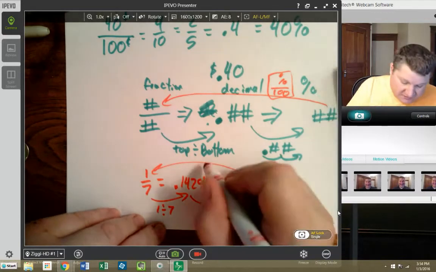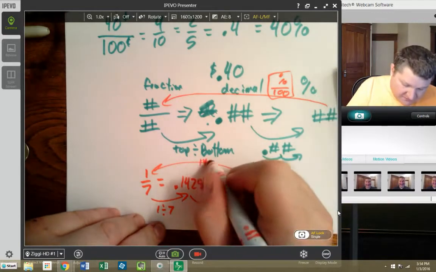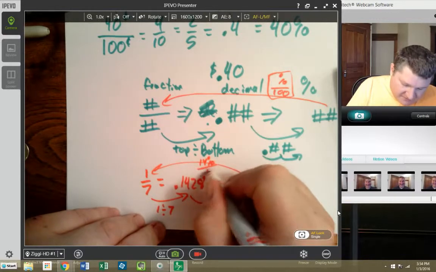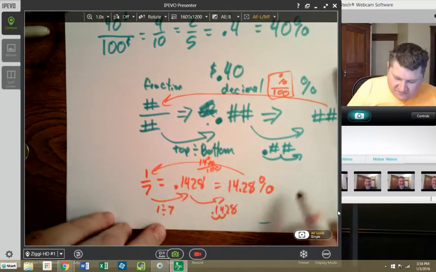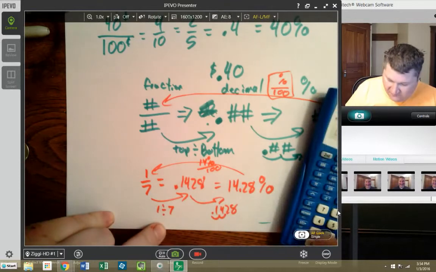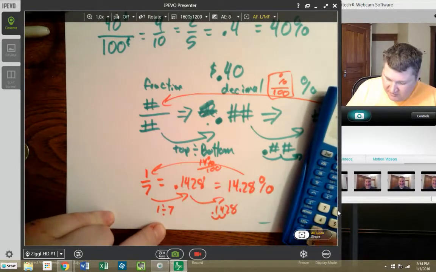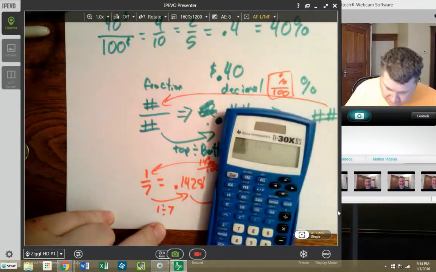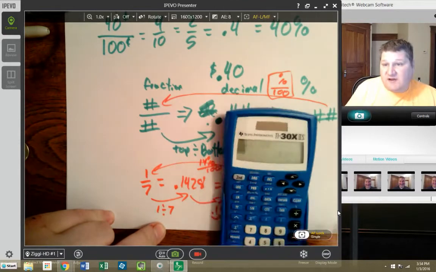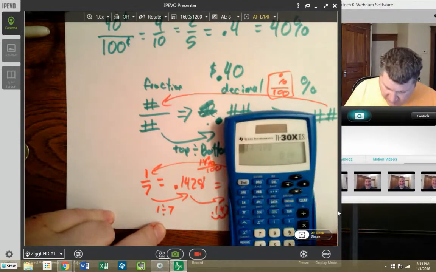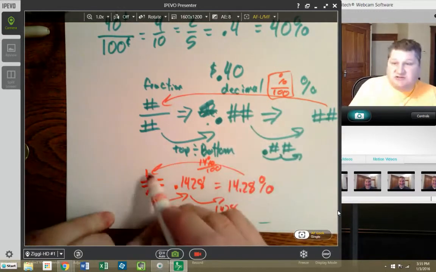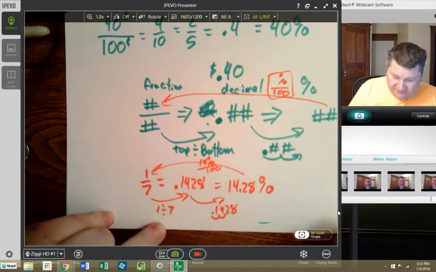Now, if I want to take that and turn it back into a fraction, this is where it gets a little weird. I'm going to take 14% and divide it by 100. If I take 14 divided by 100, that gives me 0.14. And if I turn that back into a fraction, it's going to turn into 1/7.